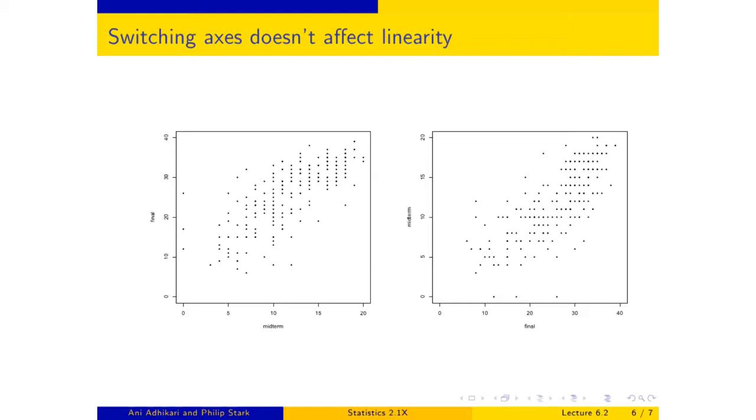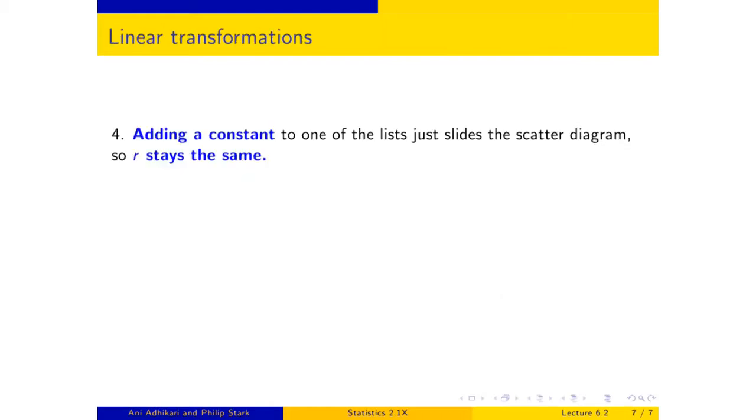Moving on to some other similar observations. Changing units, you've seen, is going to be quite important, standard units in particular. So what happens when you add a constant to either x or y, or possibly both? Well, when you add a constant to x, if you add 10 to all the midterm scores, the scatter diagram just slides 10 units to the right. If you add minus 10, then it will slide 10 units to the left. So adding a constant just slides the scatter diagram about. It does not change the degree of clustering about a straight line, so r stays exactly the same.